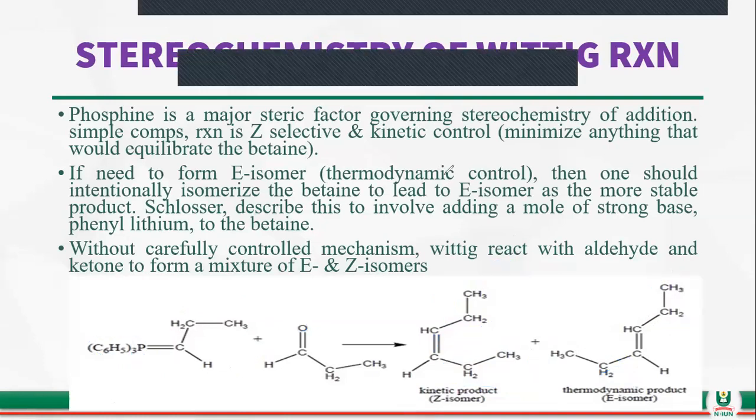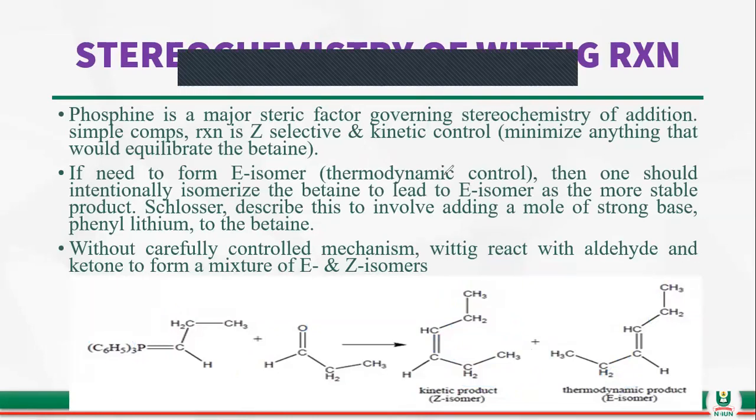So phosphine is a major steric factor governing stereochemistry of addition. Simple compound. The reaction is Z selective under kinetic control. Minimize anything that will equilibrate the beta-betaine. If you need to form the E isomer, that is thermodynamically controlled. The E isomer is more stable under heat because it's trans, so it can withstand high heat.